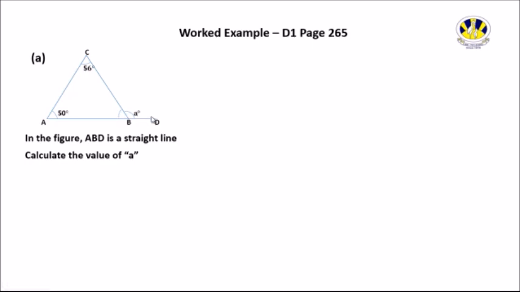Now let's see. We know that A is the exterior angle and CAB is 50 degrees, ACB is 56 degrees. So we can write from what we learned, A is equal to 56 degrees plus 50 degrees. Reason: exterior angle of a triangle. So we have A as 106 degrees. Now let's see the next question.